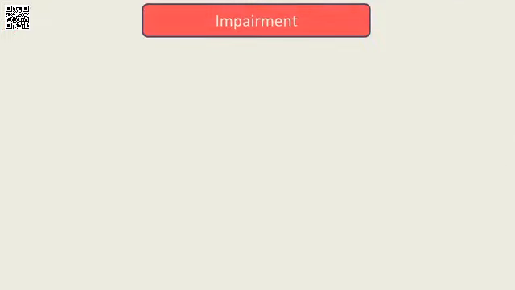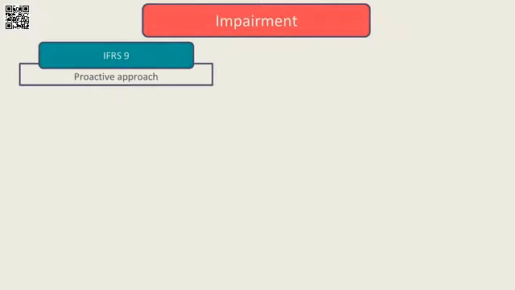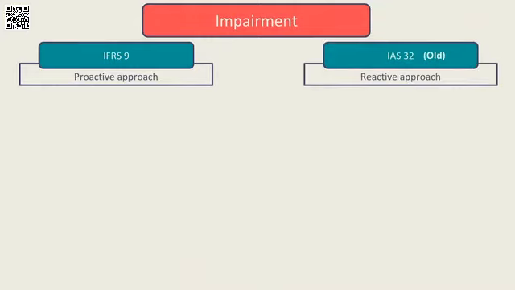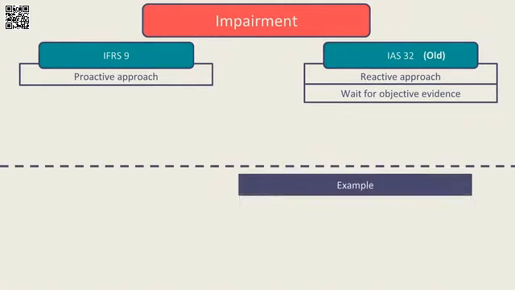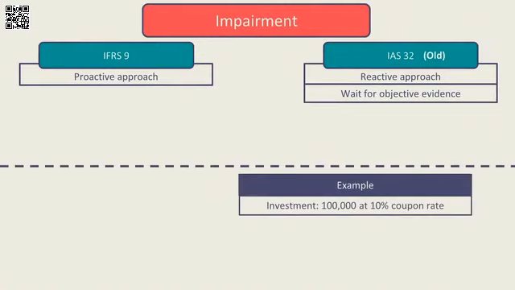Now finally, we'll just say a few words about impairment. IFRS 9 has a proactive approach to impairment rather than a reactive approach. Now, what does that actually mean? Well, the old standard, IAS 39, was very reactive. In other words, we actually had to wait for there to be objective evidence of impairment before we could put through an impairment loss. Let's imagine I loaned you money at an effective interest rate of 10%.